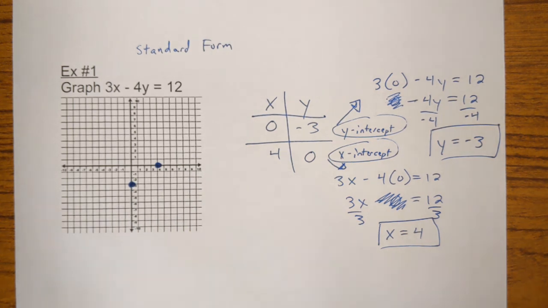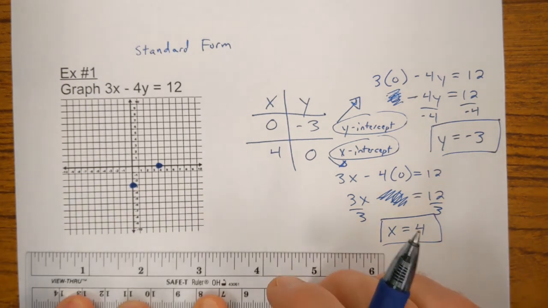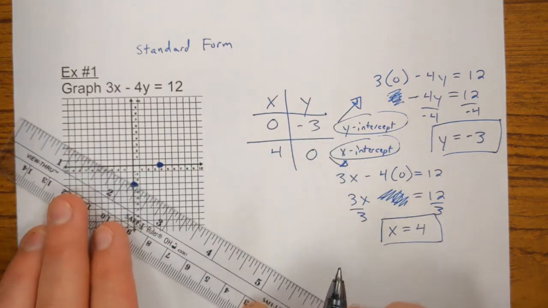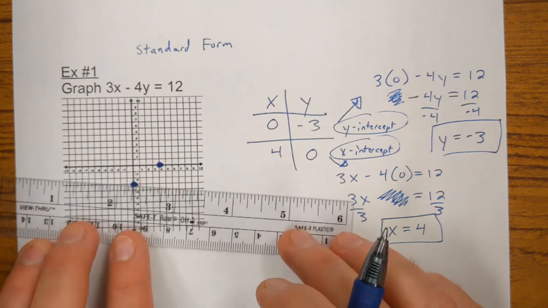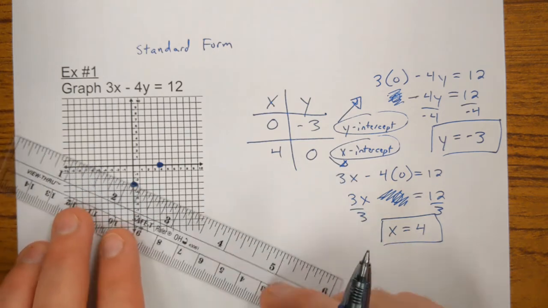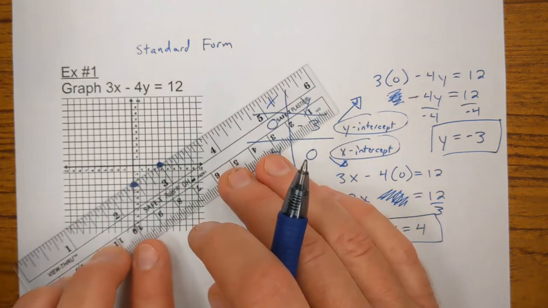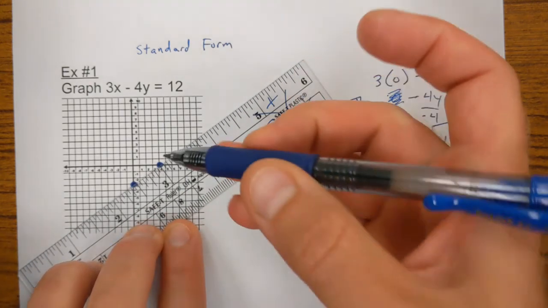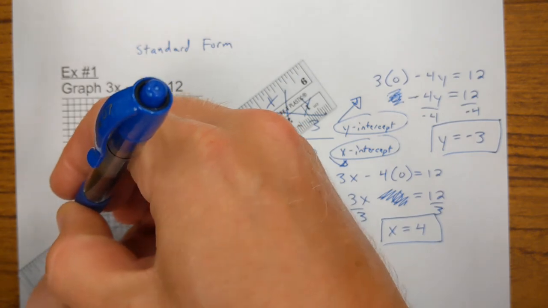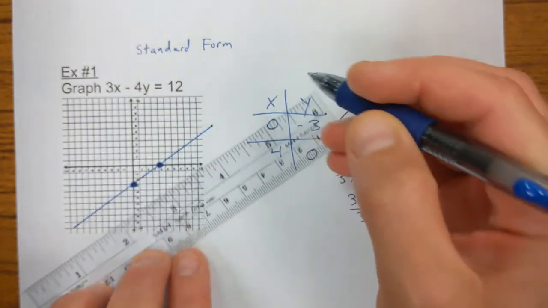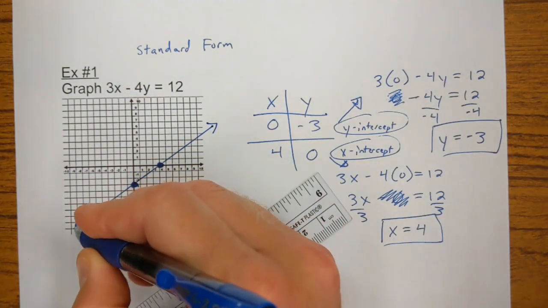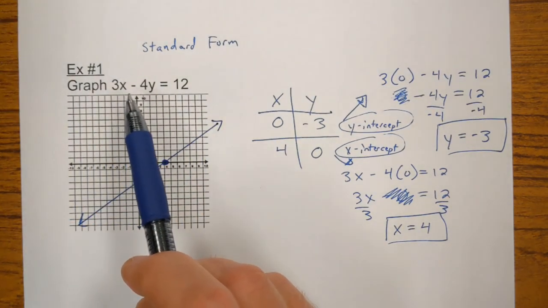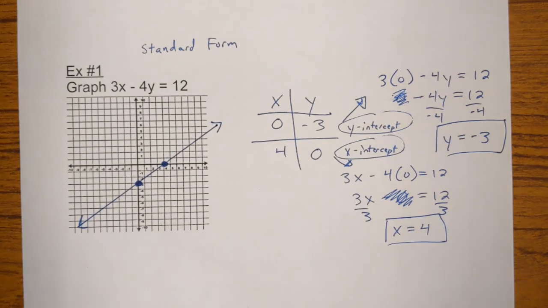Okay, I'm going to get a straight edge here. Now, if all I had was 1 point of this line, it'd be impossible to know exactly which way that line goes, which way it bends, what direction it follows. But since I have 2 points, guaranteed that line's going to look exactly like this. I'm going to draw a line through the 2 points that I found, and that problem is complete. I've successfully graphed this function 3x minus 4y equals 12.